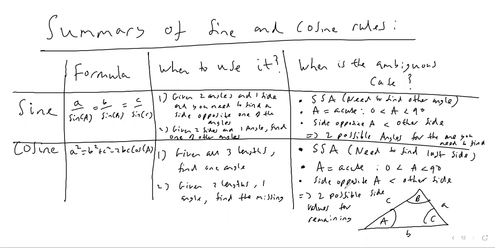However, if all of these three conditions are not met, there will always be one possible angle. And the same with the sine rule. All three of these conditions must be met in order for the ambiguous case to work. Otherwise, it's just a normal calculation where you have one possible angle. So that's just a summary of the sine rule, the cosine rule, when you need to use them, and the ambiguous cases for both of them.